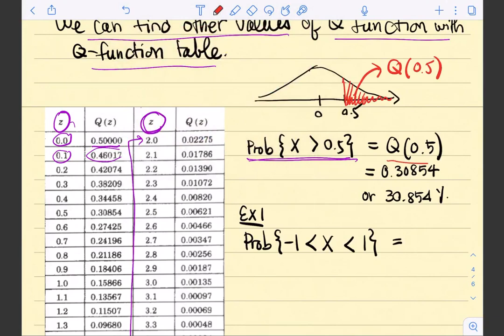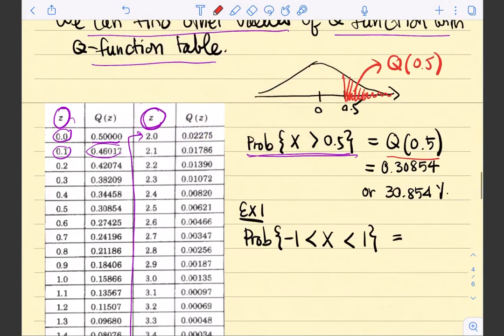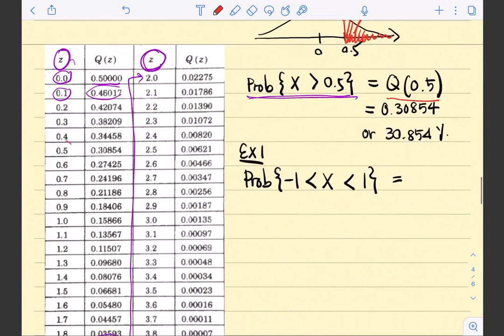Okay, so Q of 0.5, you look it up in the table. You see it's already in the table. Z is equal to 0.5, the Q value is equal to 0.30854. So the probability that the Gaussian random variable will be bigger than 0.5 is about 30%, 30.854%.